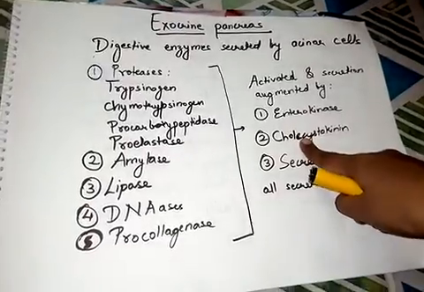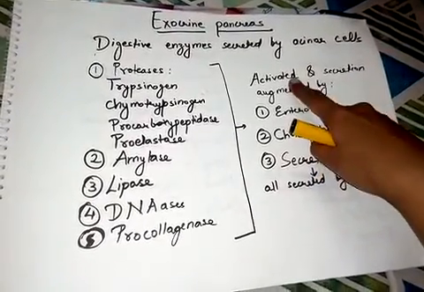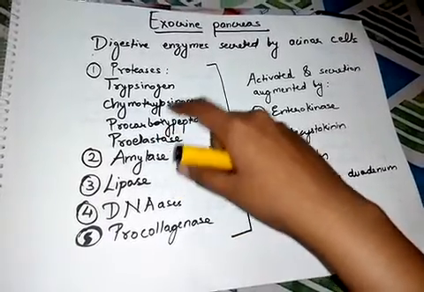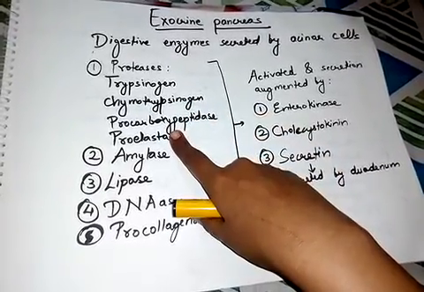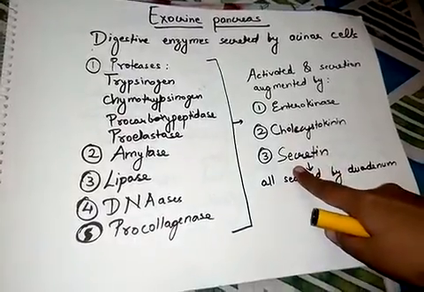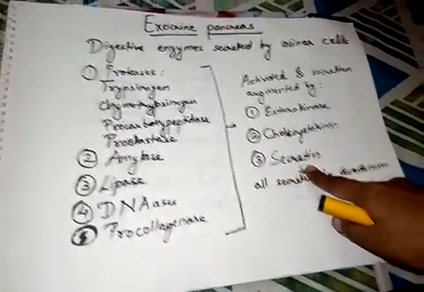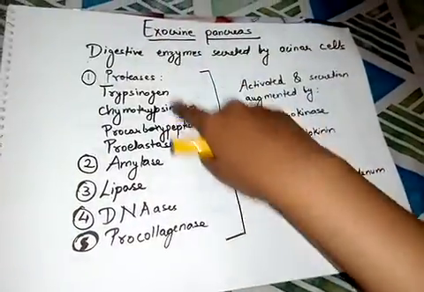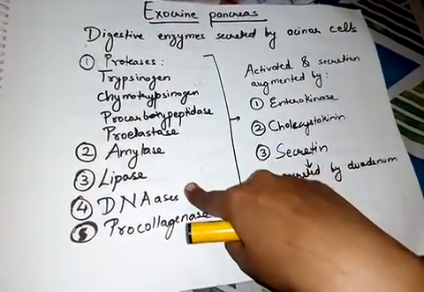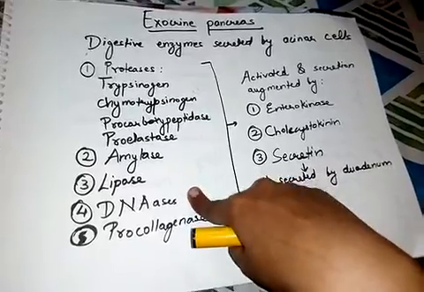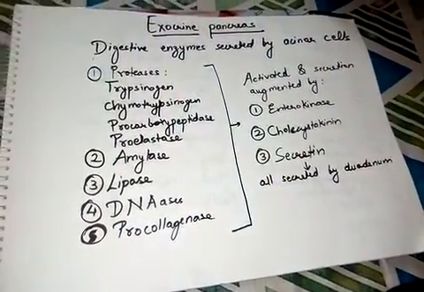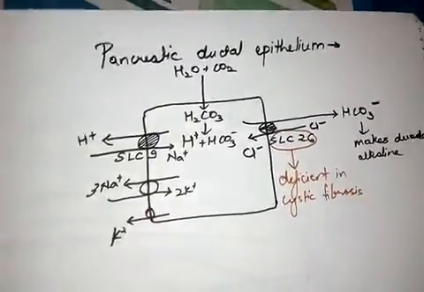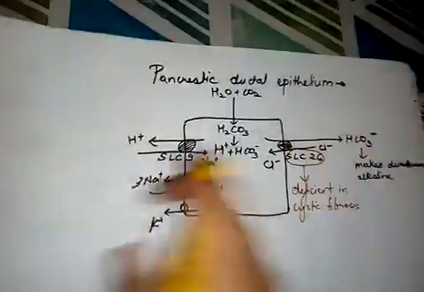Then what does cholecystokinin do? Cholecystokinin causes these acinar cells to increase their secretion. Cholecystokinin promotes the secretion of acinar cells, and secretin makes duodenum alkaline, because all these enzymes are active and are maximally functional in alkaline medium. Now the question arises that how the duodenum medium is made alkaline.